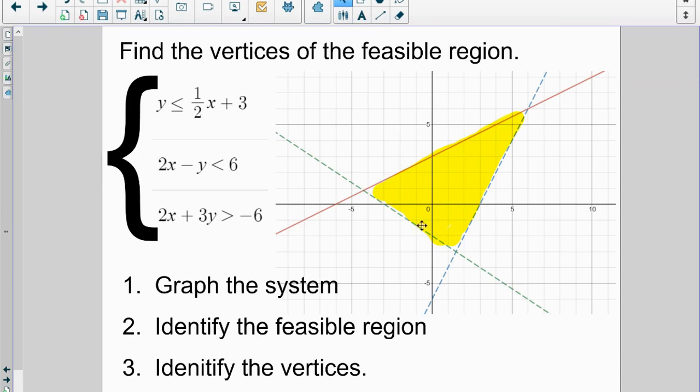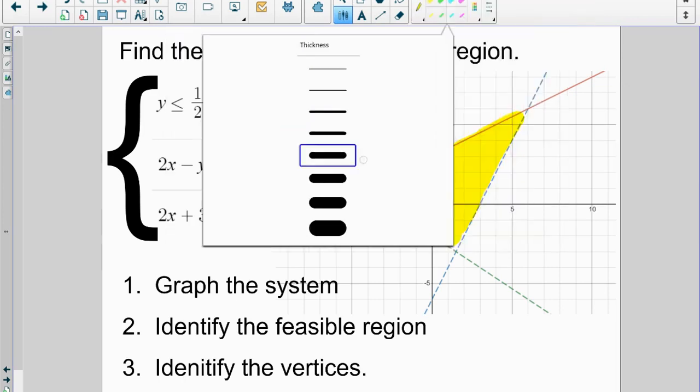Notice it's anything on the inside where it's shaded, and it's also along this edge, along this side, because that's the solid boundary line. Those are solutions. Anything on this dash boundary line is not a solution. This dash boundary line is not a solution. Okay, so what we're looking for next is we are looking for the vertices. So we want to know what are the coordinates of these three corners that we have along our triangle.